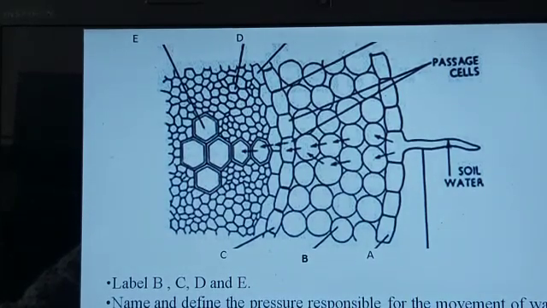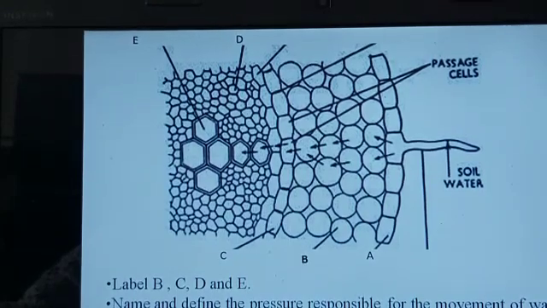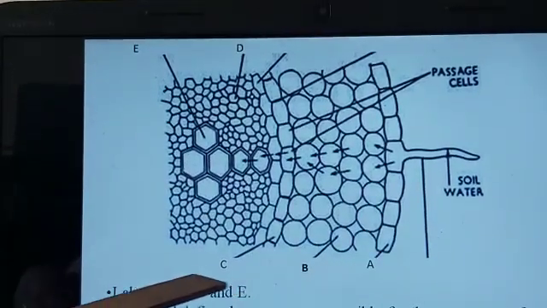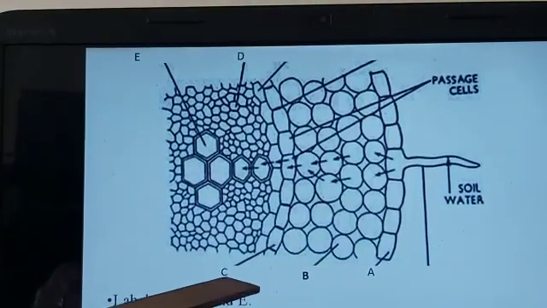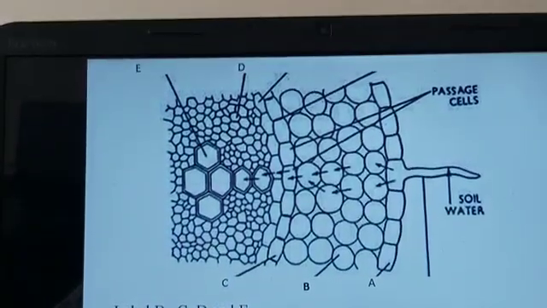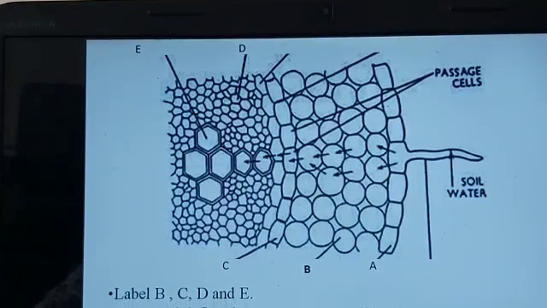Children, one more popular question which can be asked here is, after labeling these things, you may be given a jumbled up sequence of A, B, C, D, E and then you may be asked to write the correct sequence.